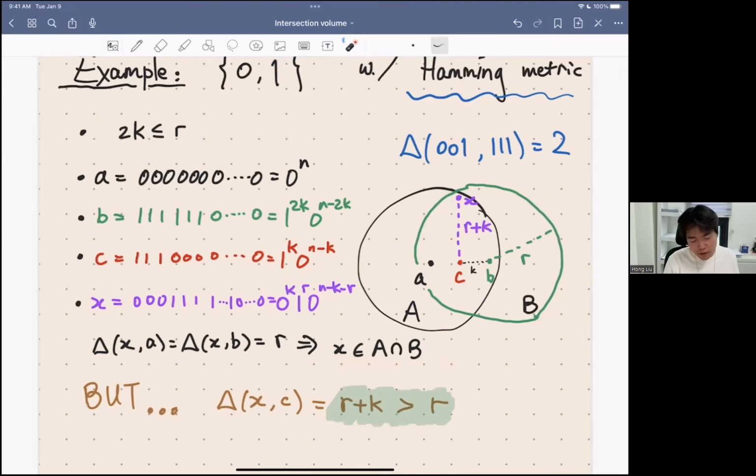But if you look at the distance between X and C, the distance is r plus k, which is even larger than the original radius. So what it means is that in this discrete setting, things are not so smooth anymore as in the continuous one. It's not always possible in a discrete metric space to enclose the intersection of two identical balls by another discrete ball of smaller radius.